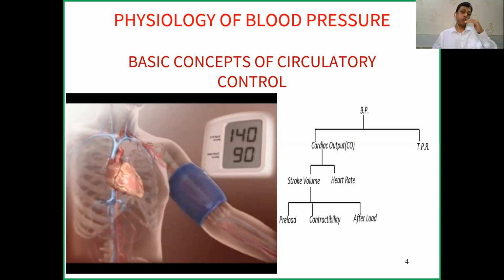If stroke volume is more, then the cardiac output will be more, and if cardiac output is more, then the blood pressure will be more. Then what are the factors which determine the stroke volume? So stroke volume depends on the preload, contractility, and afterload.